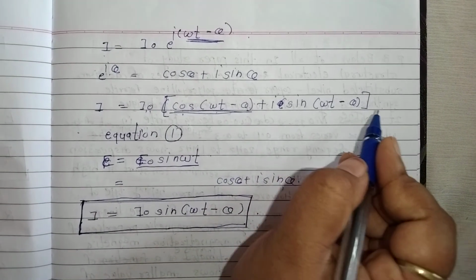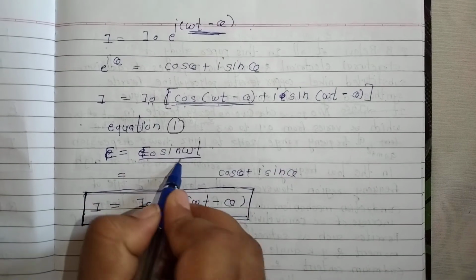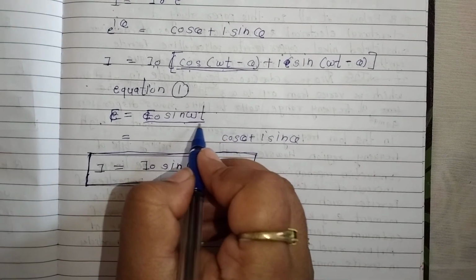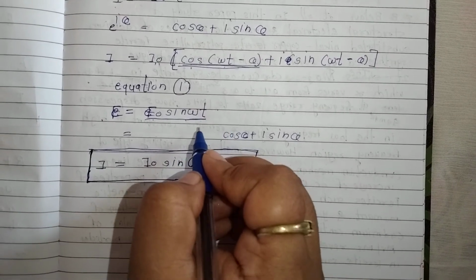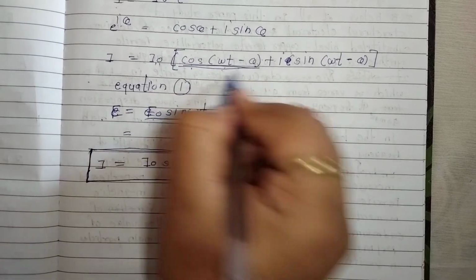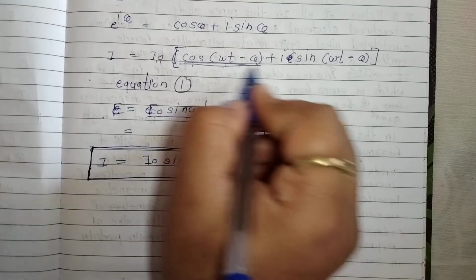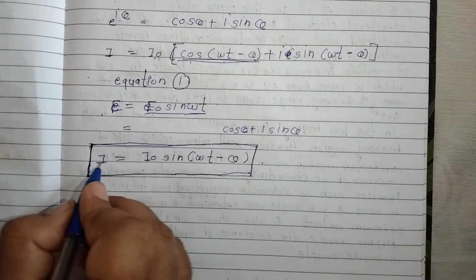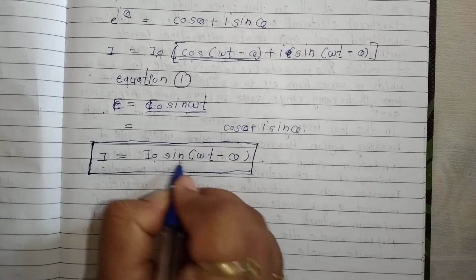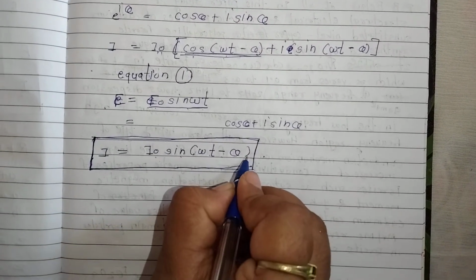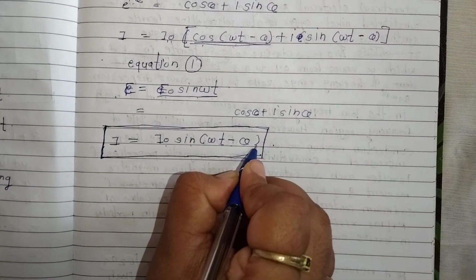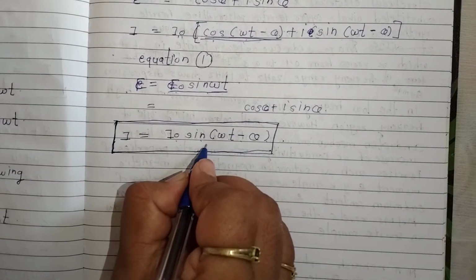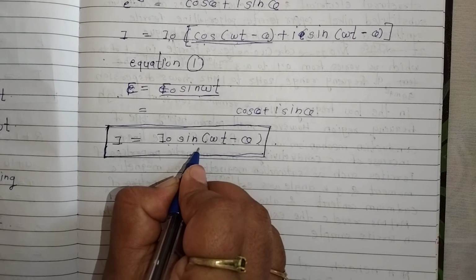In equation 1 we know E is equal to E0 sin omega t. Here this is the imaginary part, the real part is absent. So we take only the imaginary part, the real part will be cancelled. So we get the equation I is equal to I0 sin(omega t minus theta). This equation represents the current flowing through the series LCR circuit.